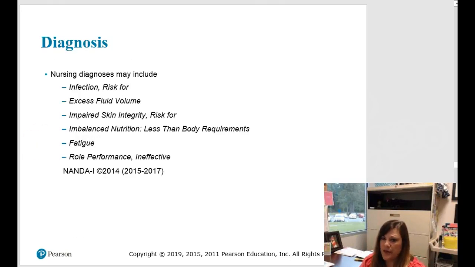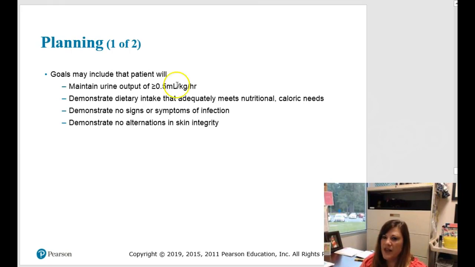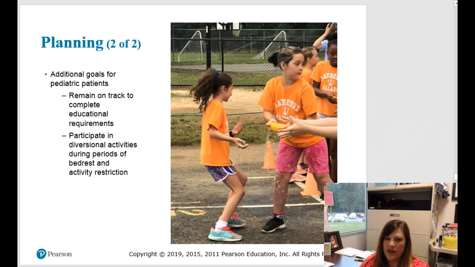So the nursing diagnosis that we normally see, right, nothing unusual there. We want to maintain a urine output right here, 0.5 milliliters per kilogram per hour. We want dietary intake that meets the needs but doesn't overload their kidneys, right? No signs or symptoms of infection and no alterations in skin integrity.